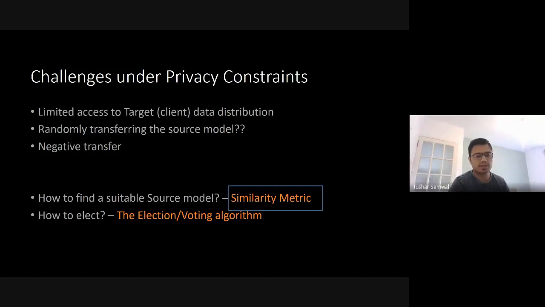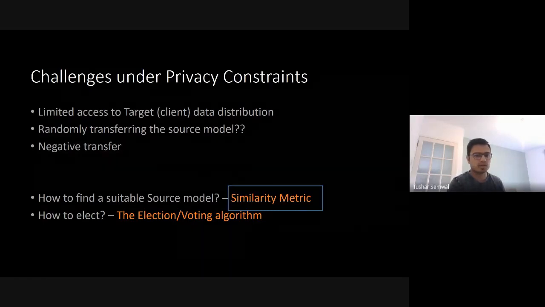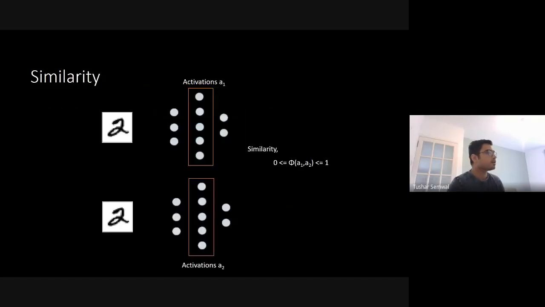So the two problems to solve are, first, to find a suitable source model. For this we need a similarity metric which takes the source and target models as inputs and gives a number saying how similar they are. And the second is how to elect, how to do a federated election or voting. First things first, let's define what similarity is.